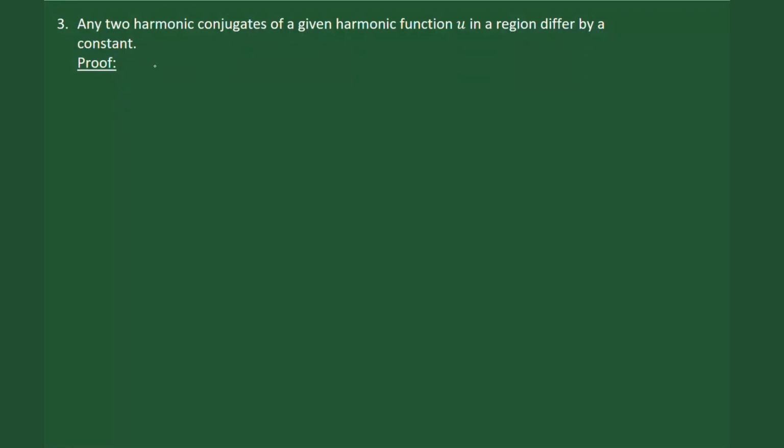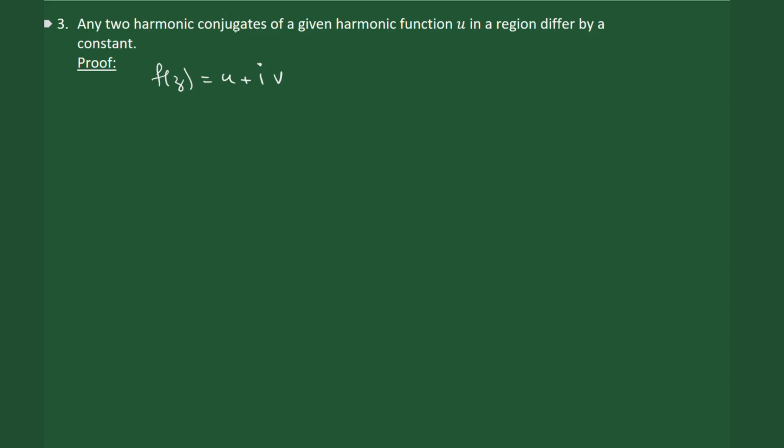In this video, let us see the third property of an analytic function. The property is: any two harmonic conjugates of a given harmonic function u in a region differ by a constant. That is, as usual, f of z is equal to u plus iv, where v is the harmonic conjugate of u. So here we have to consider two harmonic conjugates.